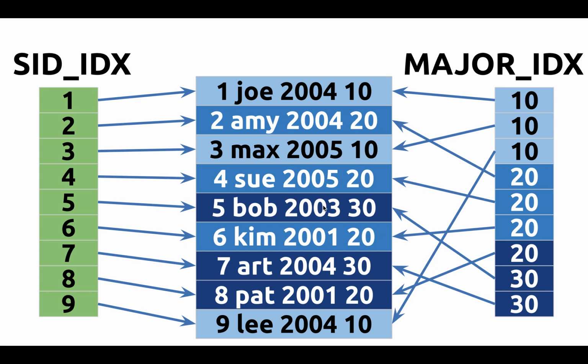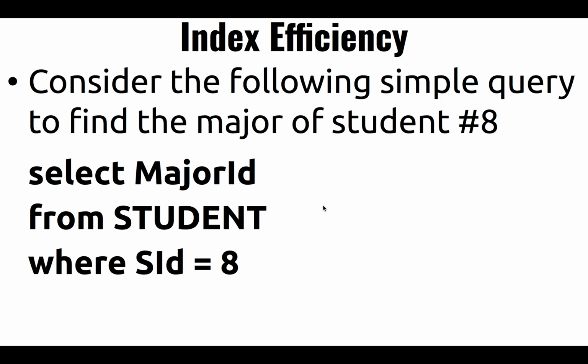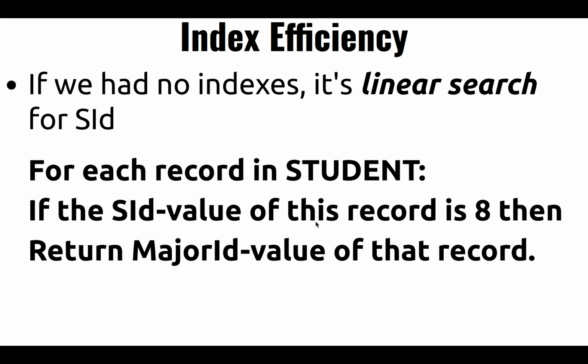So let's take a look at this graph. Here's an example of how whether it's unique or non-unique might affect the search and retrieval of these records. We're going to find a student whose student ID is 8 from the student table. We know that student ID is a primary key. We are retrieving the major ID, but that doesn't matter. We want to find the student whose ID is 8.